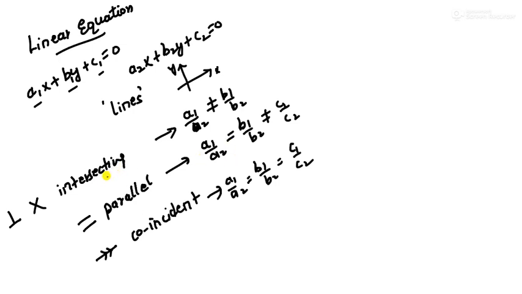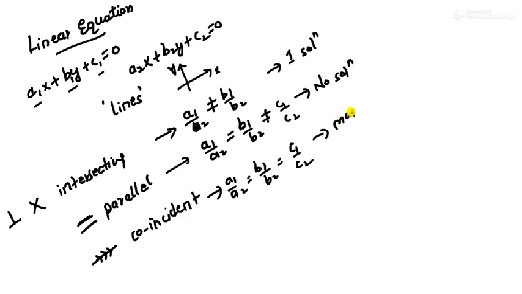Now these lines represent the number of solutions in a given equation. For example, intersecting lines, if you see, are touching at only one point, so we can say it has only one solution, or a unique solution. For parallel, these two lines never meet each other, so we can say no solution. And for coincident, one line is upon the other line.